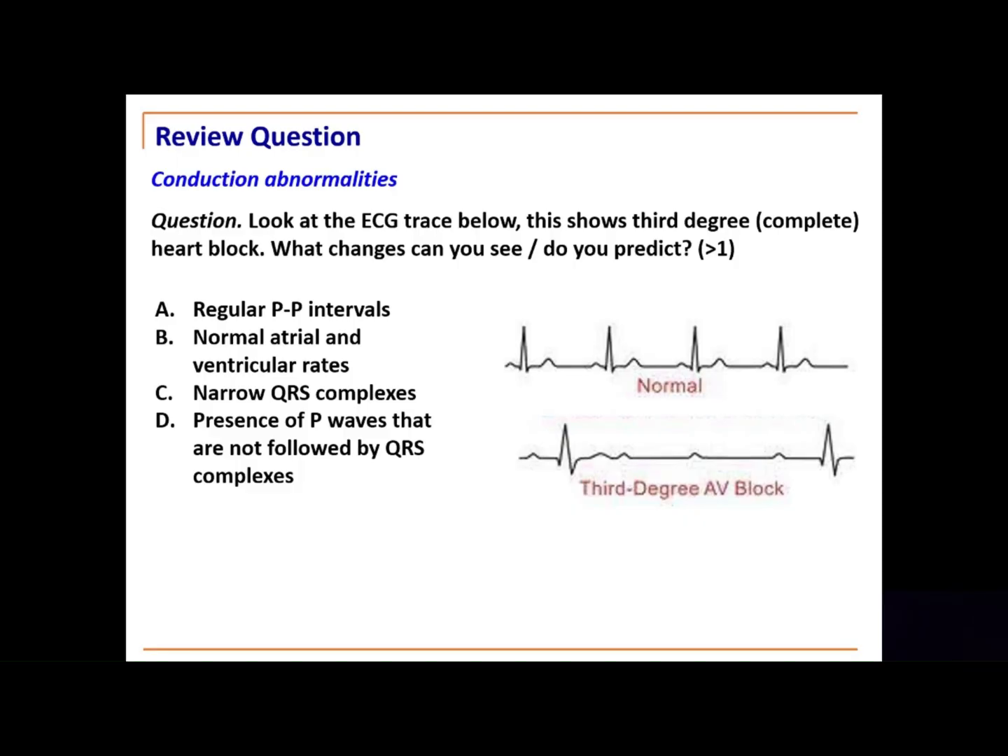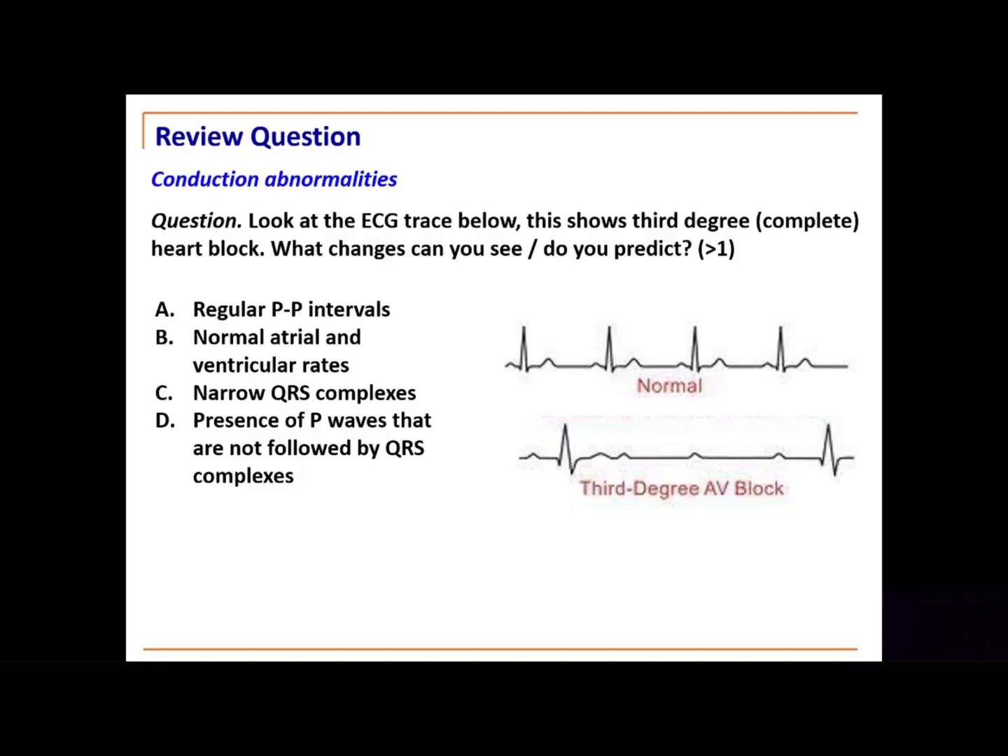Okay, so we'll go through these questions. So again, let's have a look at our normal. We've got a P wave, we've got a QRS complex, we've got a T wave. So in third degree or complete heart block, we still have some QRS complexes. We've got our little P waves, so you can see a P wave, a P wave, a P wave, and a T wave. So you've got QRS, T, P, P, P, QRS, T, and then whatever else comes on.